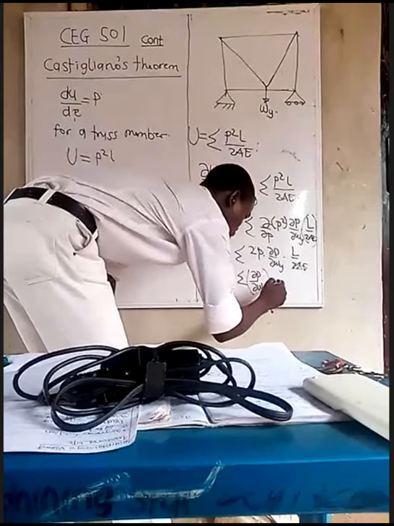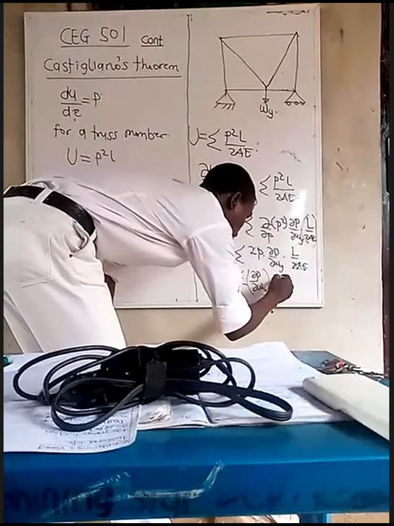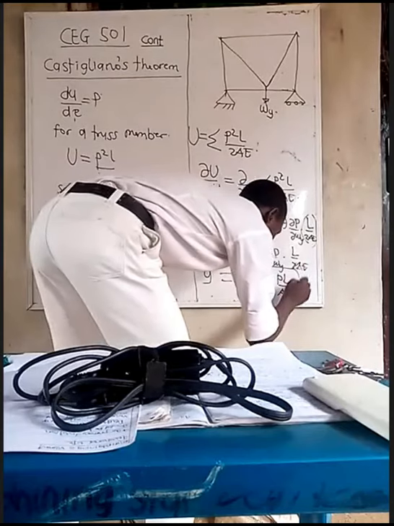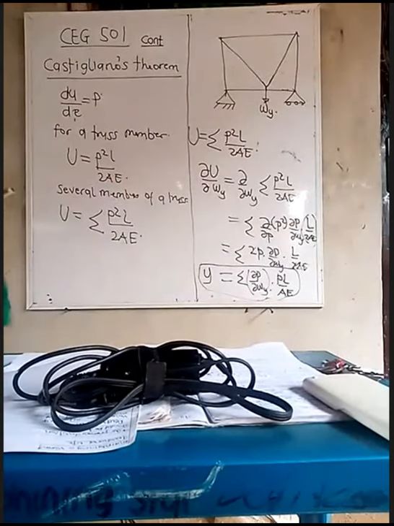dP/dWy, then we have PL over AE. So this is its application to trusses. Now, we are going to frame and beam.